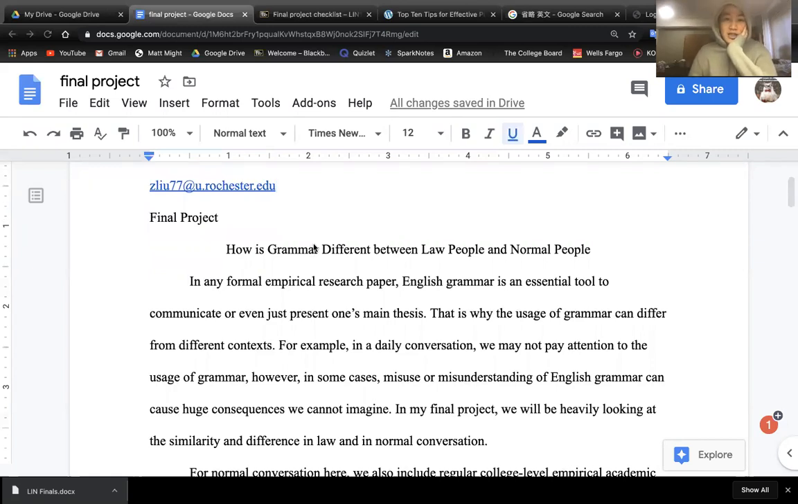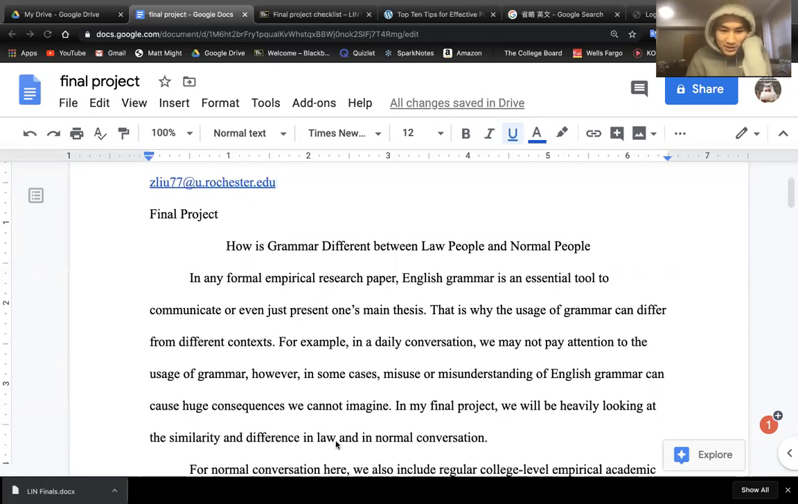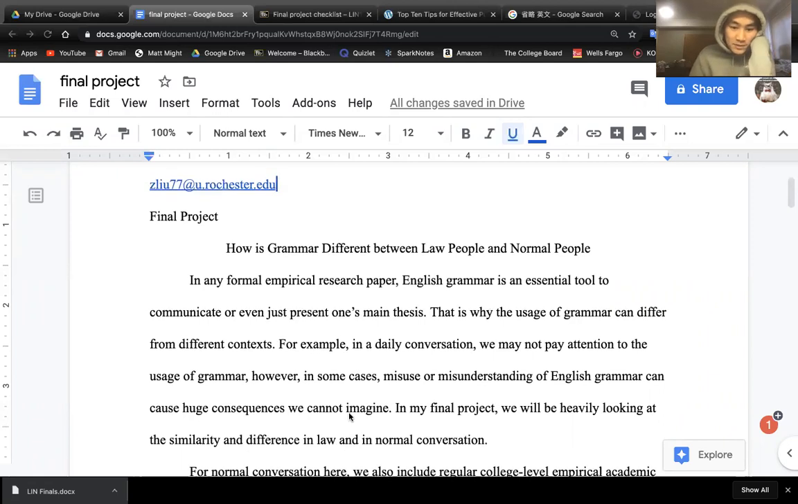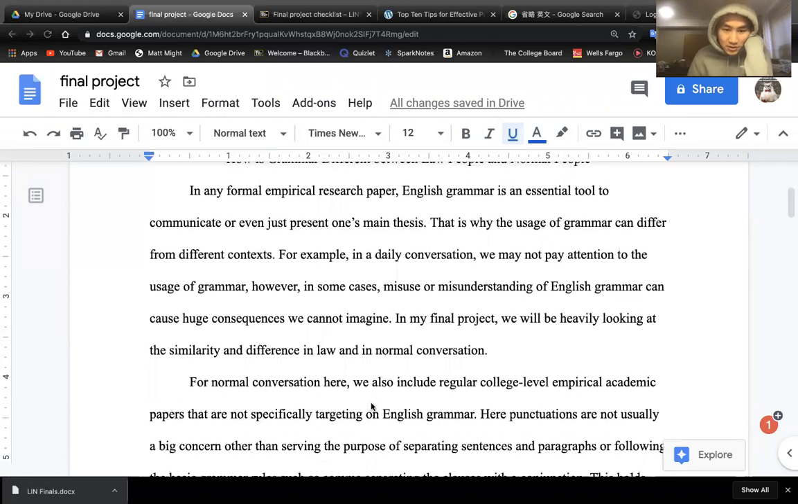For example, in the law writing that we're talking about today, any misuse of punctuation, or even just a slightly different grammar structure of, let's say, a bill in the court, could actually vary its meaning, which is why we are going to talk specifically about punctuation here today, and see the similarities and differences in law and in normal conversation. For normal conversation here, we also include regular college-level empirical academic papers that are not specifically targeting English grammar.